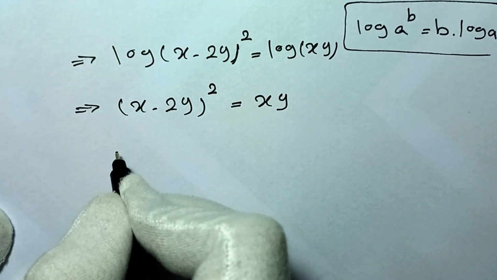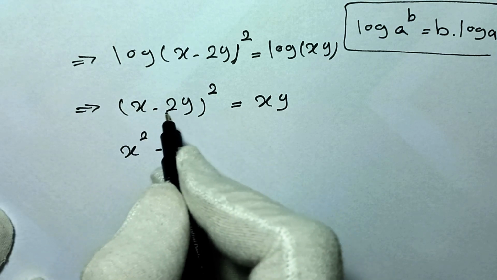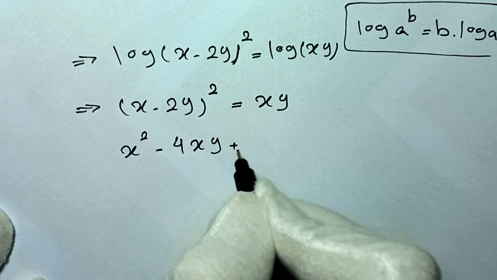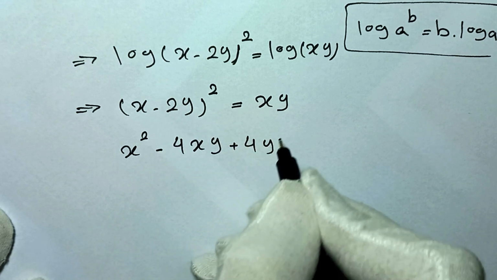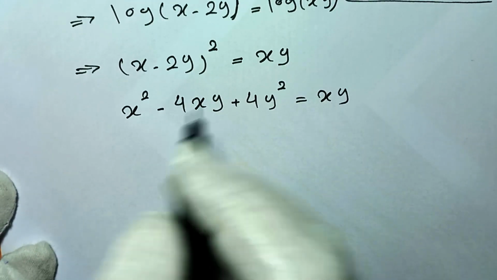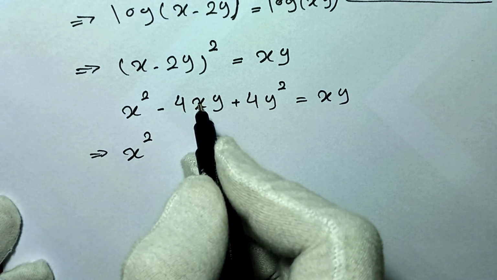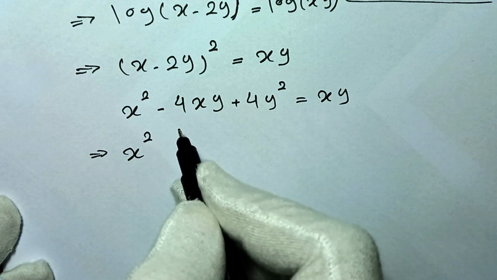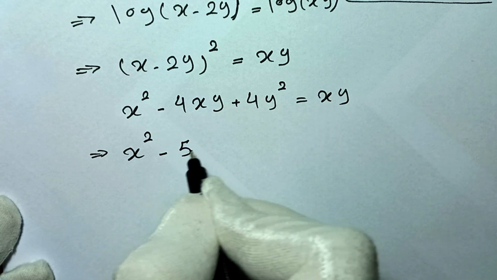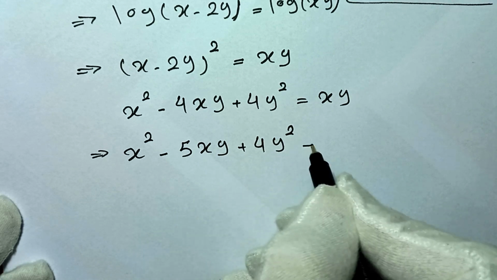And here it will be x squared minus 2 times x times 2y, which is 4xy, plus 2y to the power of 2, which is 4y squared, is equal to xy. In the next step, we take xy to this side, so we have x squared, negative 4xy minus xy, which is negative 5xy, plus 4y squared is equal to 0.